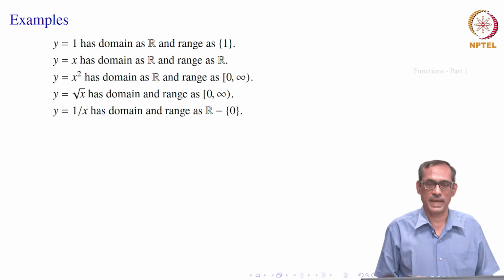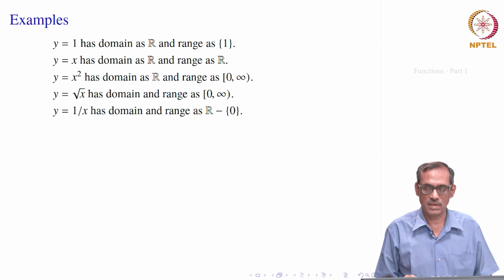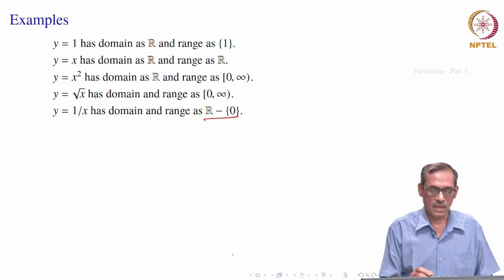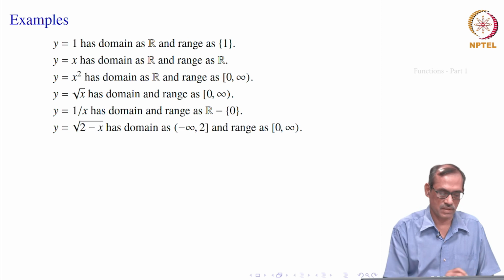Consider the function y equal to 1 by x. This function is not defined for x equal to 0, because we do not have anything called 1 by 0. Our axioms of real numbers say that 1 by something is defined only for non-zero quantities. So, y equal to 1 by x has domain R minus 0, and its range is of course, 0 is never achieved, because 1 by anything cannot be equal to 0. So, 0 is also gone. Therefore, its domain is R minus 0 and range is also R minus 0.